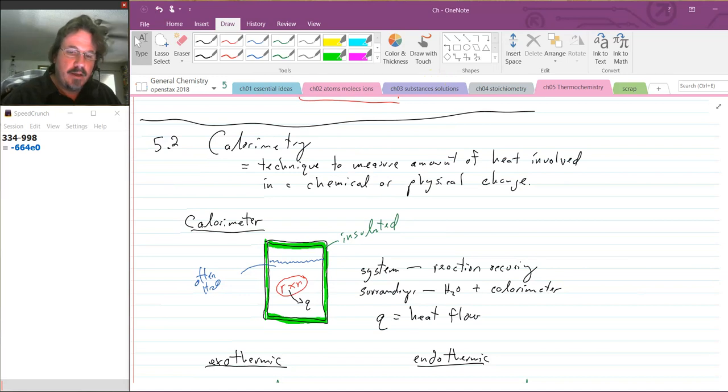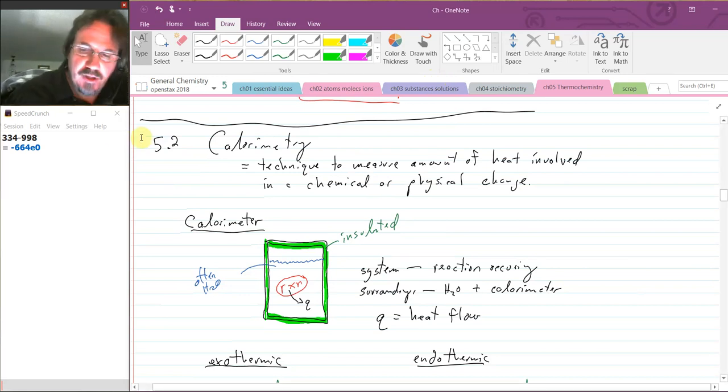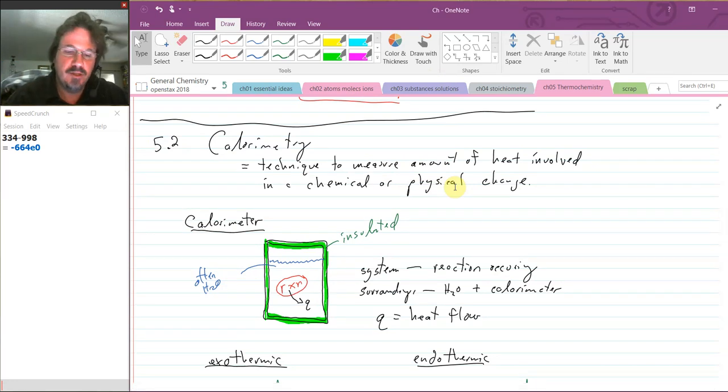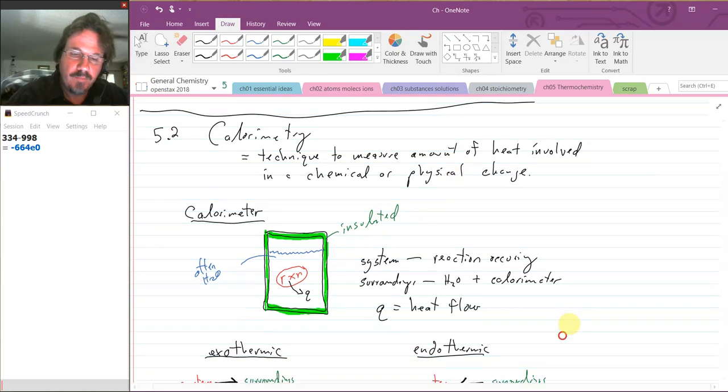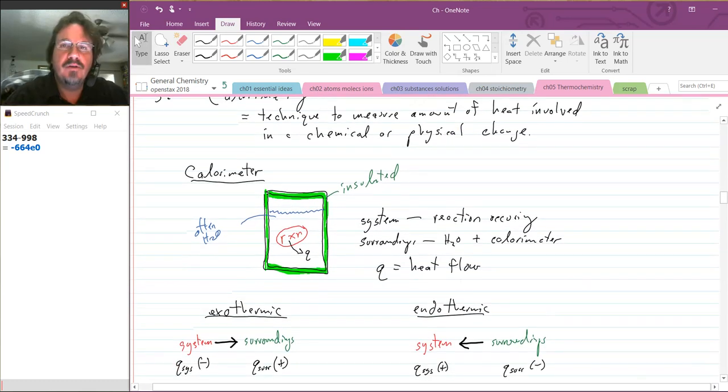Calorimetry. Calorimetry is the technique to actually measure the amount of heat involved in a chemical or physical change. So, for example, I have a reaction happening. Maybe it's exothermic, so it's releasing heat. How can I measure that? How can I actually measure how much heat is being released? Well, if it's being released, it's very likely to be absorbed by something in its environment, something out there.